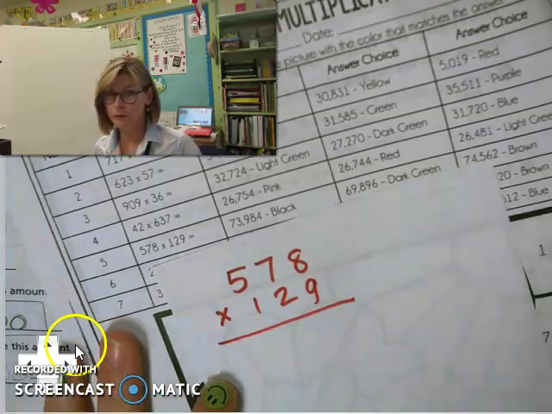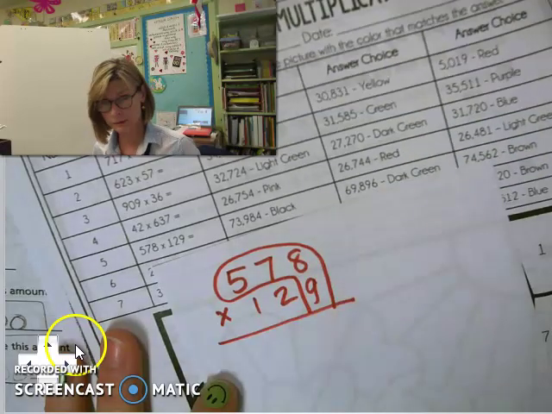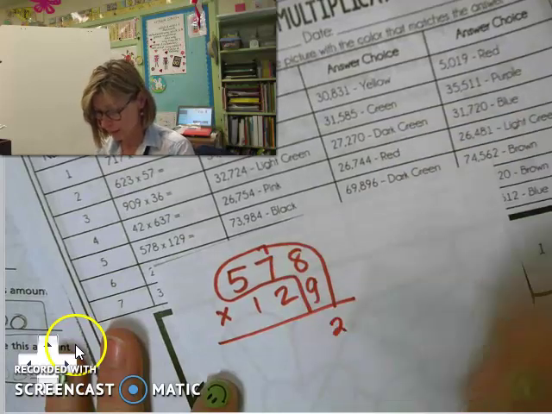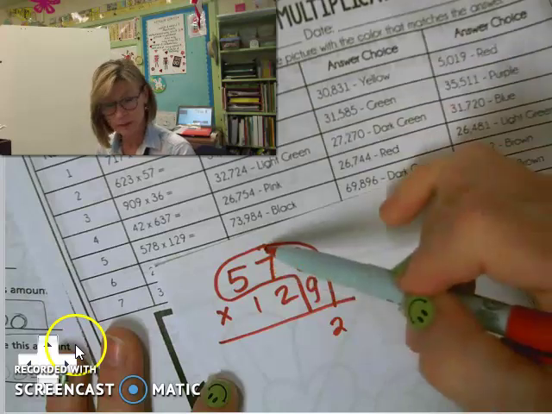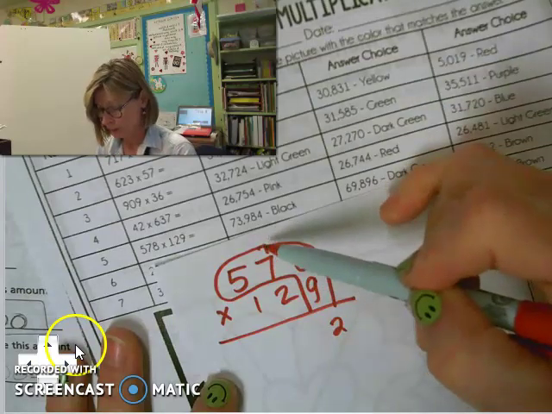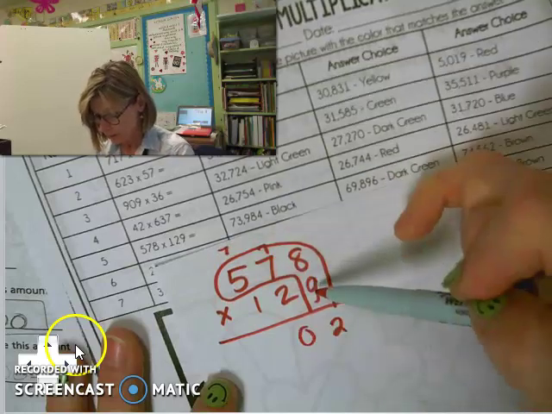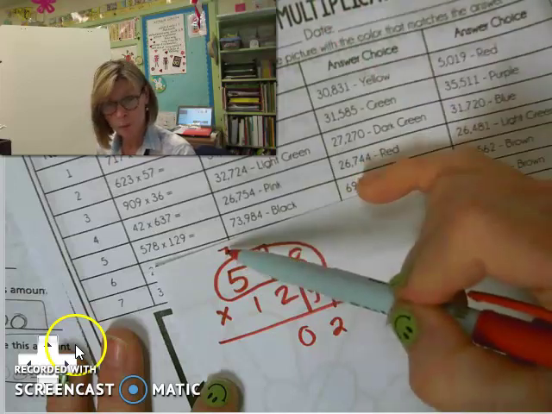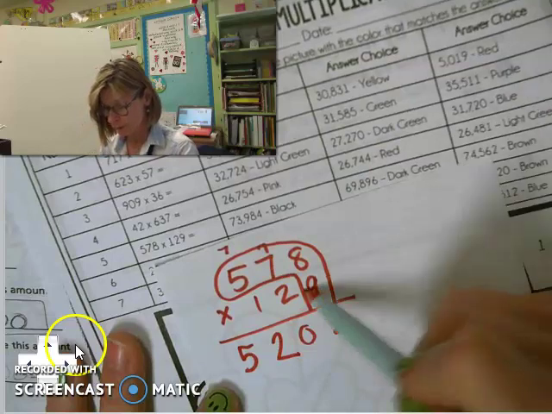Okay, and we're using the standard algorithm. We draw a turtle head, or I do, just to demonstrate each of the steps. We're going to start out with 9 times 8 is 72. 9 times 7 is 63, plus 7 more, 70. 9 times 5 is 45, plus 7 more is 52. Alright, and we're done with the ones place.